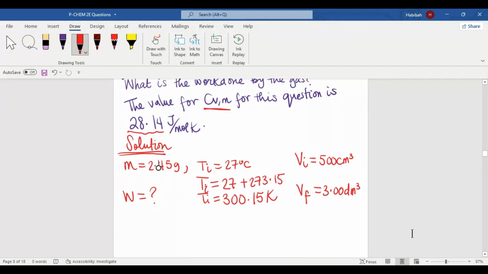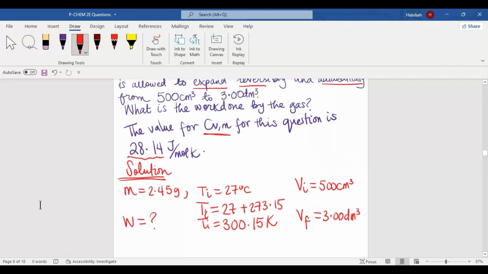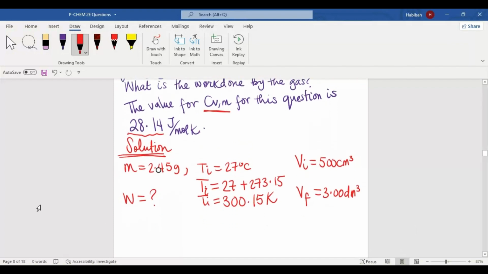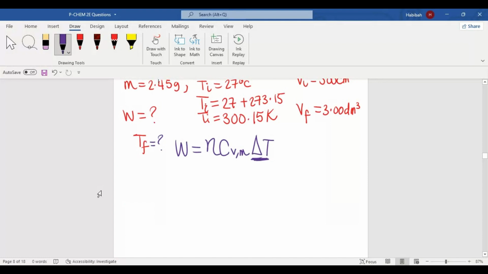The next thing is that we're told to find the work done. Part of the formula for work done requires us to know the final temperature, because the work done formula is W equals the number of moles times the molar heat capacity at constant volume times the change in temperature. There's no way for us to find the work done if we don't have the change in temperature. In order to find the change in temperature, we have to have the final temperature, which we're not given. So the first thing is to write out the formula for final temperature.